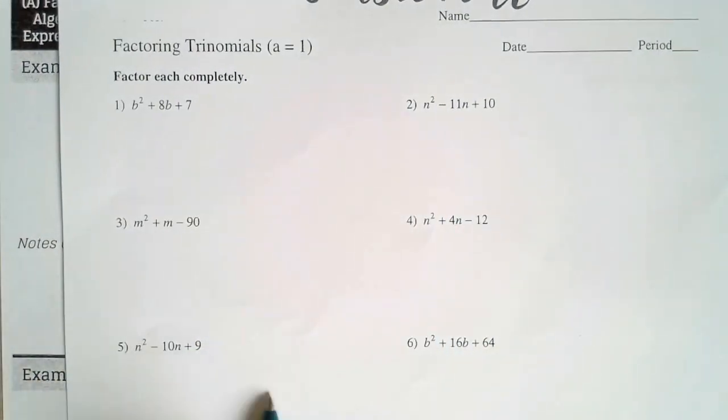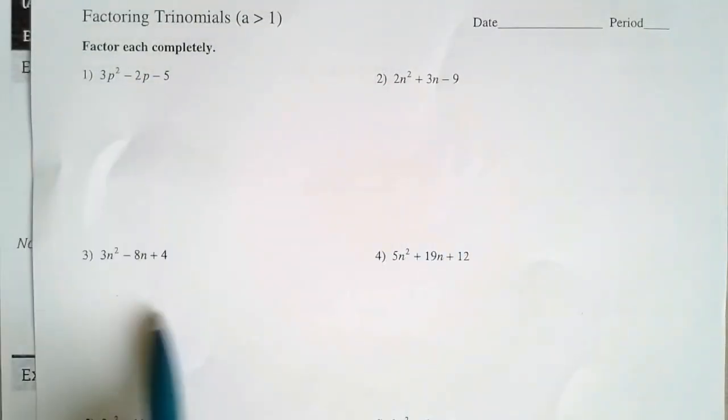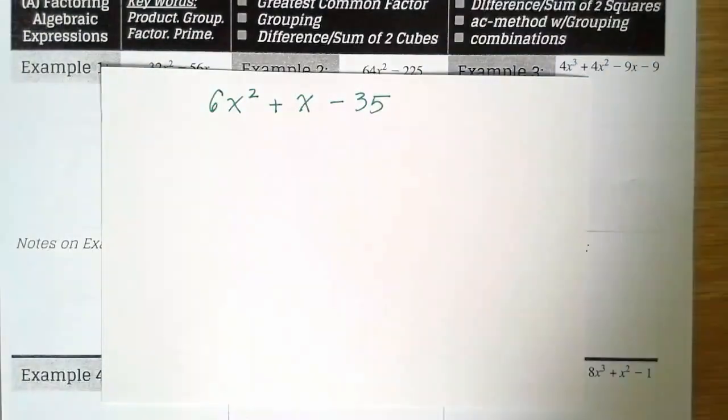They think factoring these is so easy. But then as soon as we flip over and I give them the other side, this is when people get upset. They're like, oh, forget it. I can't do these. They're harder. Even it says A is greater than 1. That's what makes the examples harder.